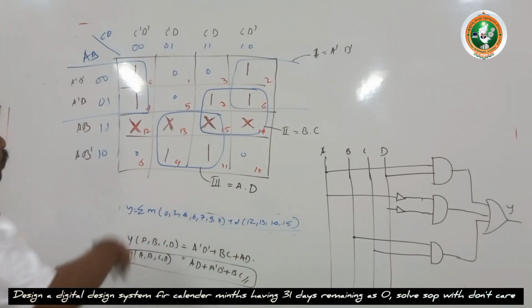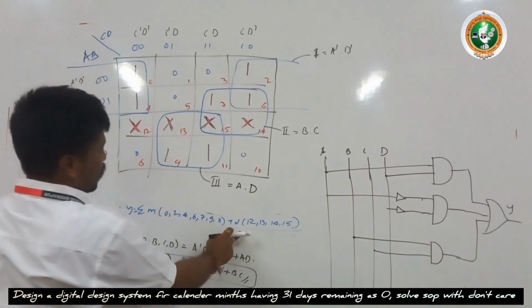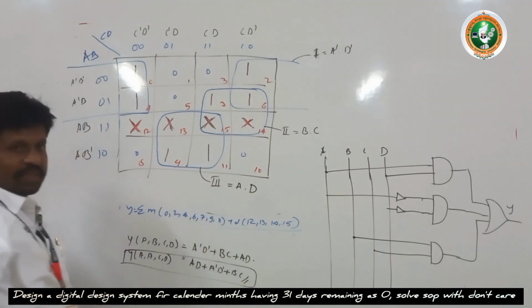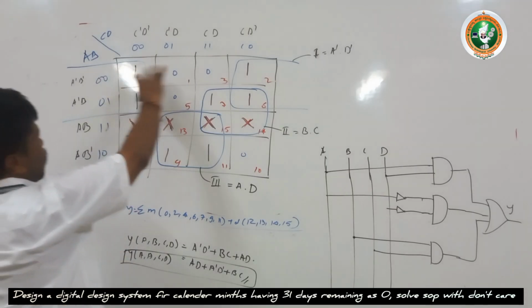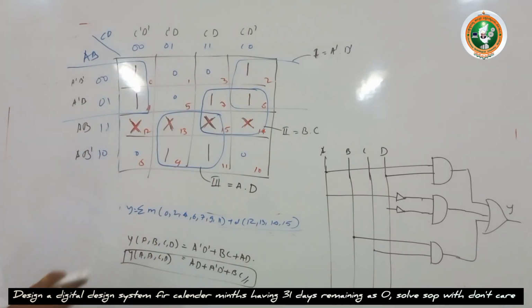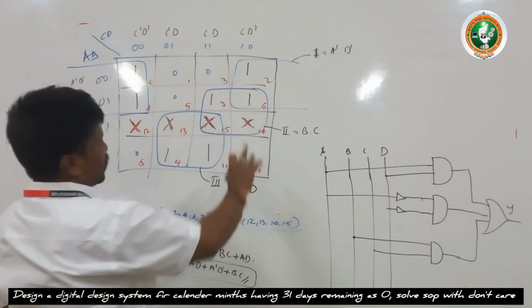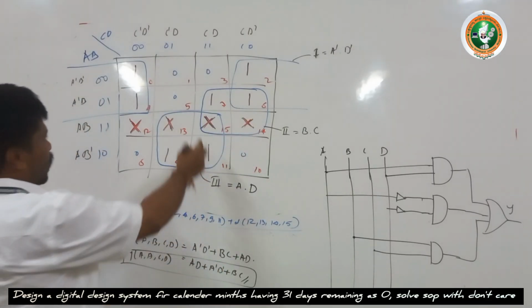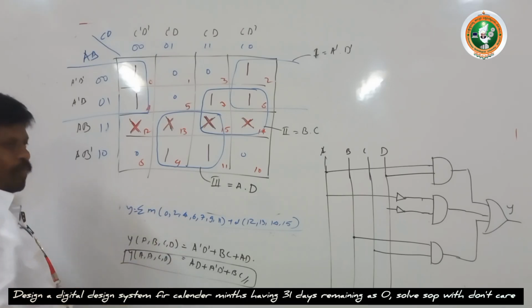The next step is putting the min terms as ones in the cells. Next, putting the don't care x in the corresponding cells. Then grouping the cells wherever needed. These 4 cells wrap around and are considered one group. Then these 4 cells are considered the second group. This is the third group, and all are quad groups.